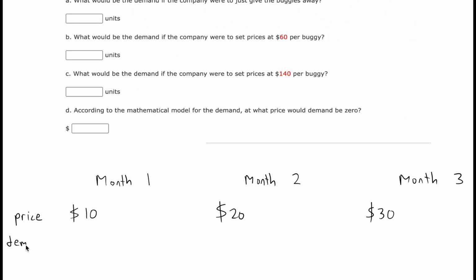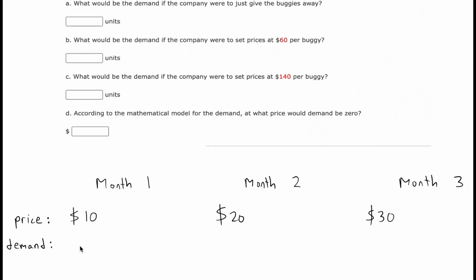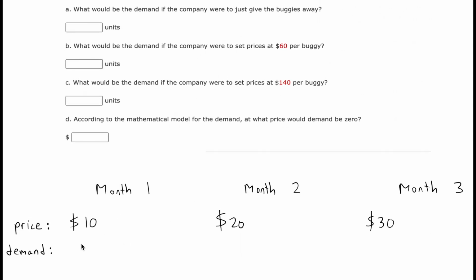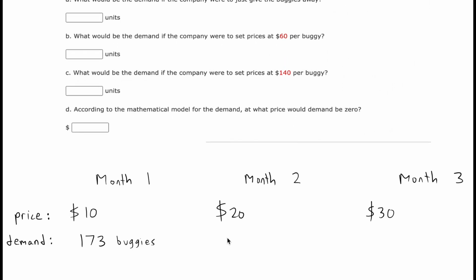Then what they can measure is the demand, how many people are willing to buy these buggies at these different prices. So let's say in the one case, people buy 173 of the buggies. But then when they set the price to $20, people don't buy as many. They only buy like 166 buggies. And then let's say at $30, 159 buggies are sold.